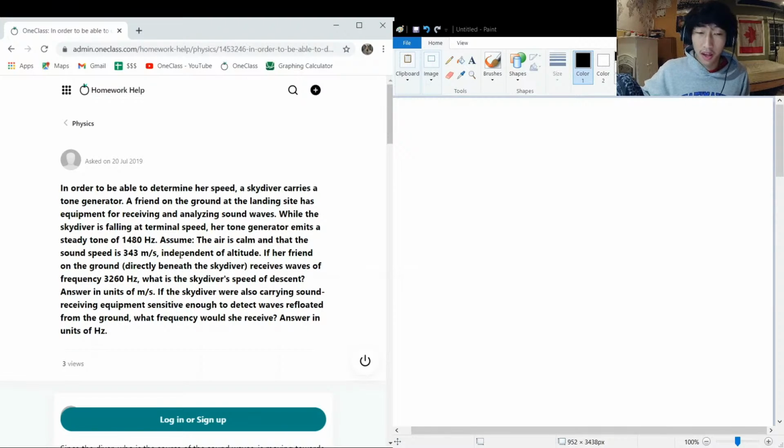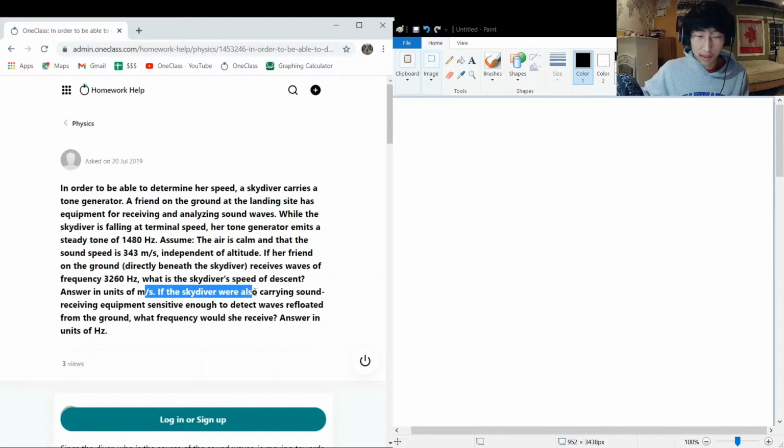That's important because the speed of sound actually depends on the air pressure, but we're going to ignore that, and we're just going to use 343 for all across the board. If a friend on the ground receives waves at a higher frequency of 3,260 hertz, which is higher than the original, what is the skydiver's speed of descent? Answer in meters per second.